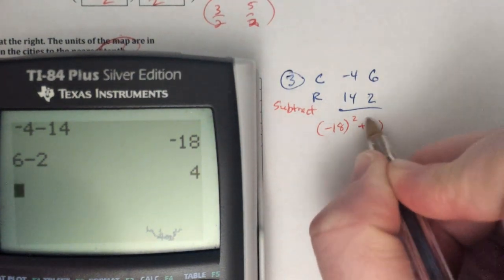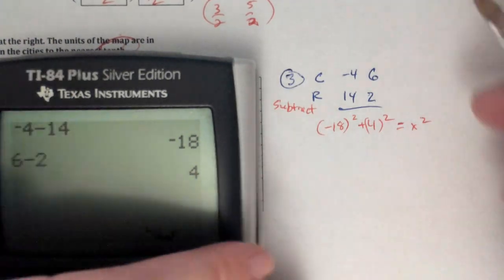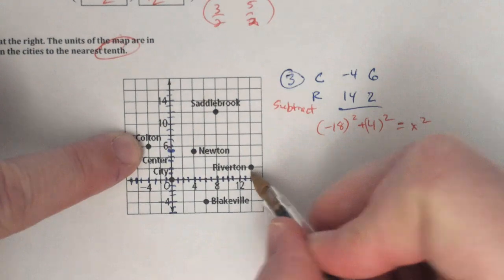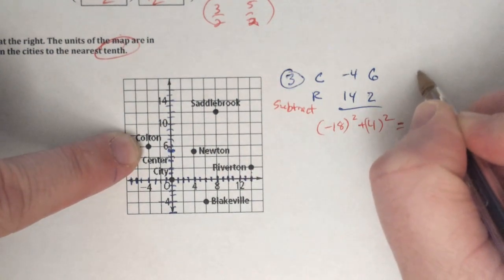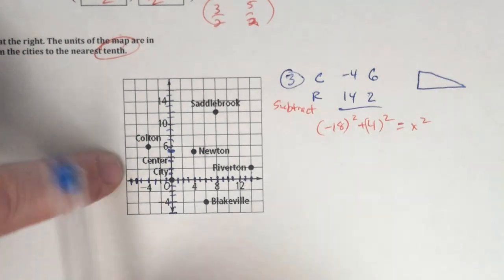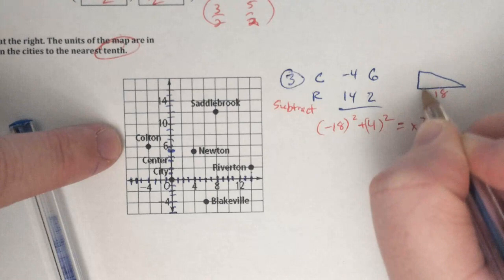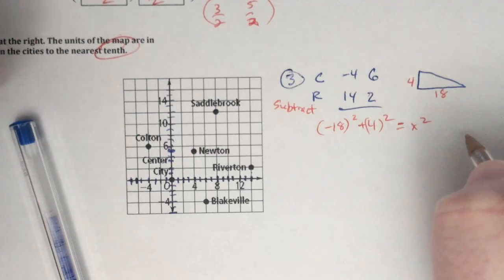So basically, what you just did is this. Colton was right here. Riverton's right here. You just found out that horizontally, this is 18 hops. And you said vertically, it is 4 hops. That's basically what you found.